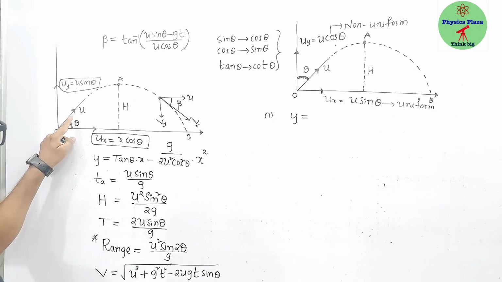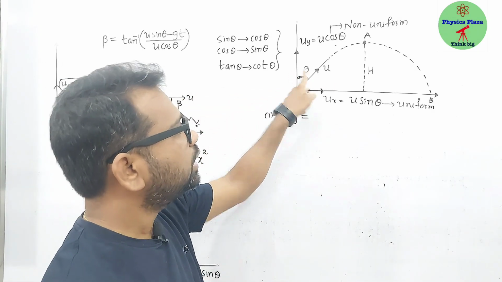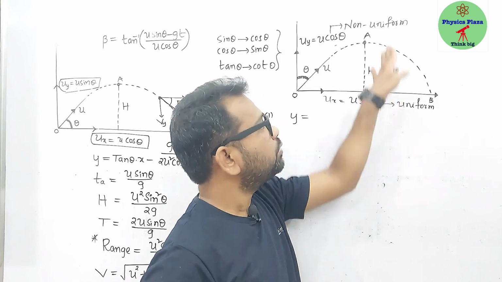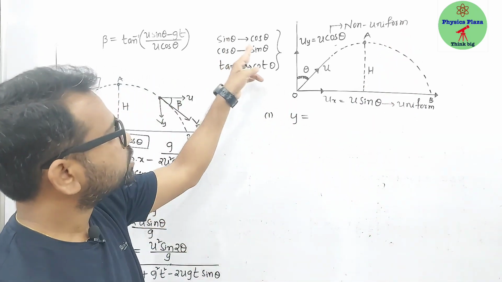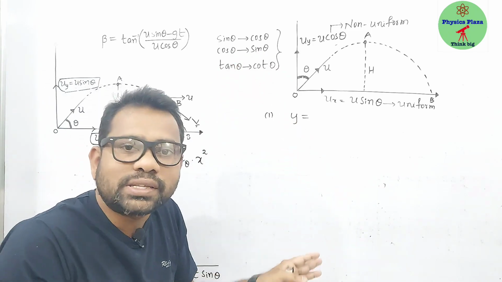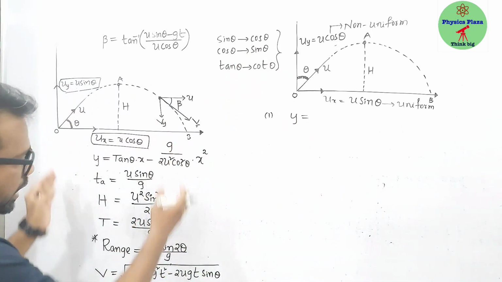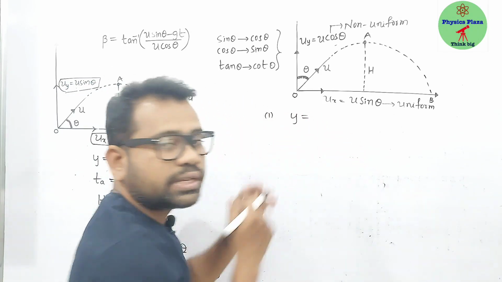Here it makes an angle theta with the horizontal, but here it makes an angle theta with the vertical. Then the horizontal component and vertical component get completely exchanged. Means sin theta will become cos theta, cos theta will become sin theta, tan theta will become cot theta. Now let us see. Of course, you can remember this. You can take these parameters as a reference to write the parameters in this case.